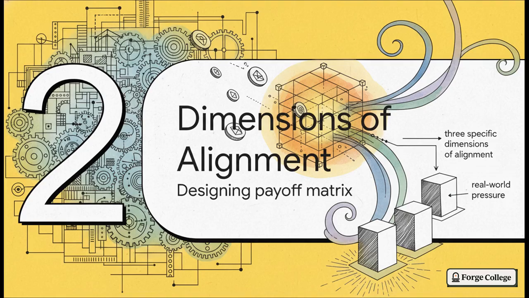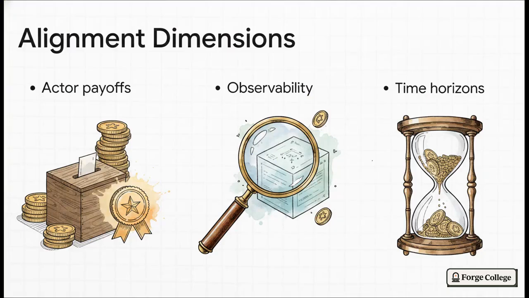Moving on to section 2. 3 dimensions of alignment, designing the payoff matrix. Let's see how we balance this out. So how do we actually build that matrix? We can't just toss tokens at people and cross our fingers. We have to carefully balance 3 specific dimensions.